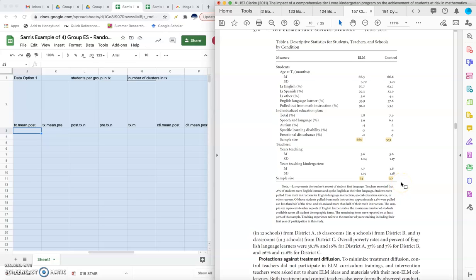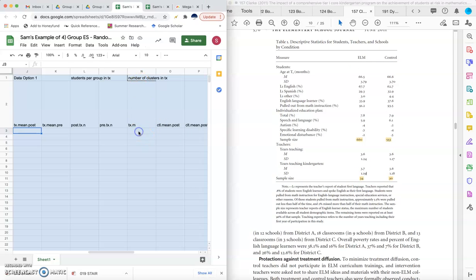Now, I do want to highlight this information here, which is really important. This sample size by teachers shows us how many classrooms there are in the treatment group and the control group. This is really, really important when we go to our coding sheet. We're going to collect what's called M. We're just going to call it M. I just chose that letter to represent the number of clusters in the treatment group. And then we have another one over here for the number of clusters in the control group.